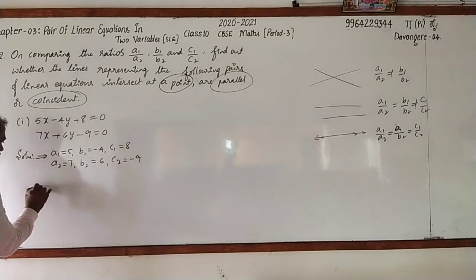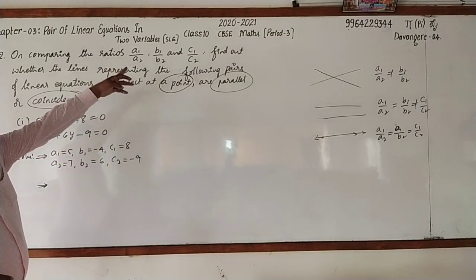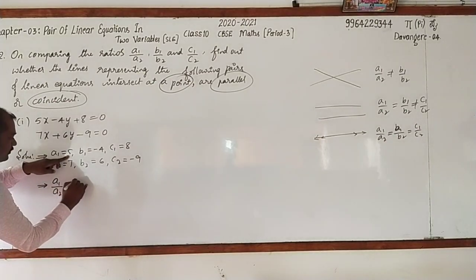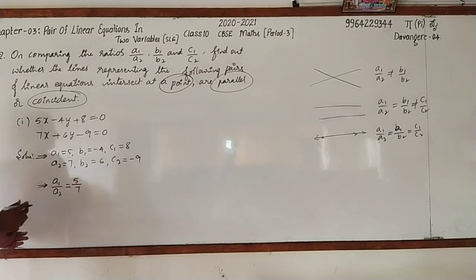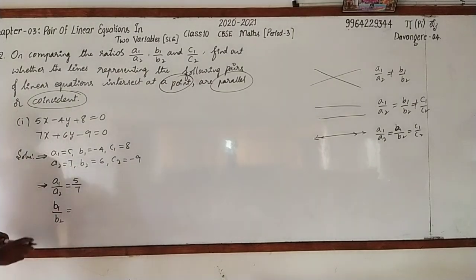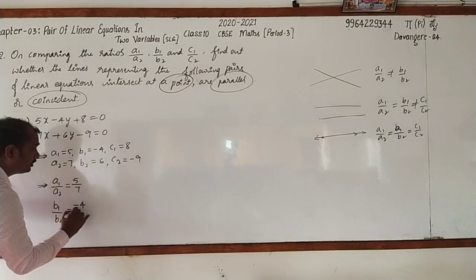Right? Let us go for finding the ratio of all these. First, A1 by A2. What is A1? 5. A2, 7. 5 by 7. Then find out B1 by B2. It is equal to minus 4 by 6. Here or else you can take this.